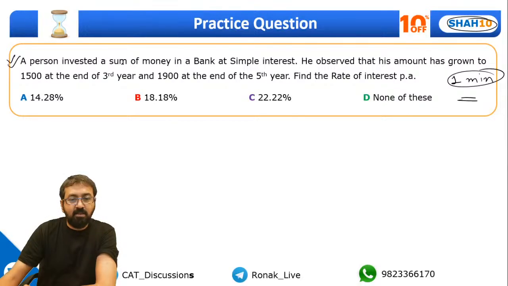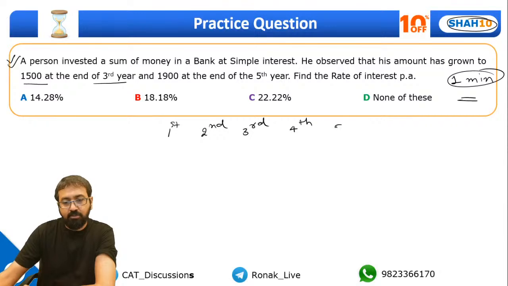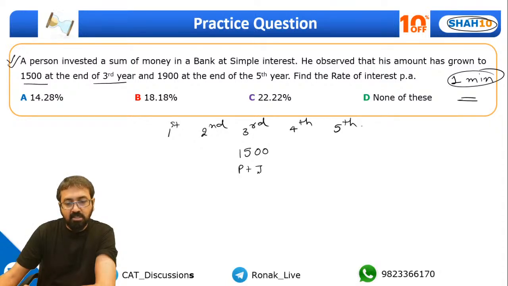A person invested a sum of money in a bank at simple interest. He observed that his amount has grown to 1500 at the end of third year, right? So let me write over here: first year, second year, third year, fourth year and fifth year. Please understand, this amount is principal plus interest. At the end of third year it is principal plus interest for 3 years, so P plus 3i. Same way, at the end of 5 years, it is 1900.